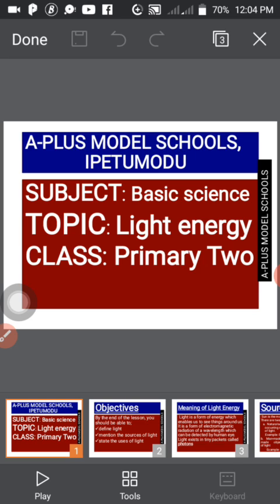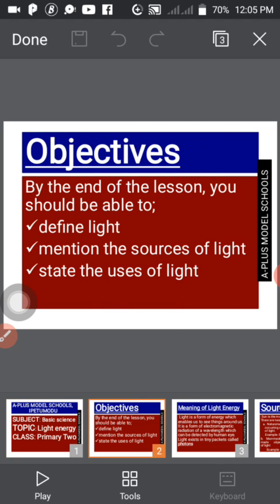So today we are moving to the continuation of the previous topic, which is light energy. What do I call it? Light energy. And these are the objectives of the lesson. That is, by the end of the lesson, you should be able to define light, mention the sources of light, and state the uses of light.